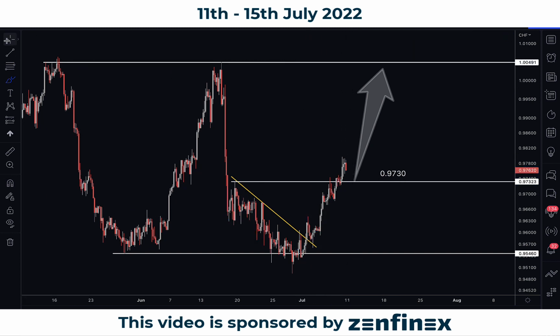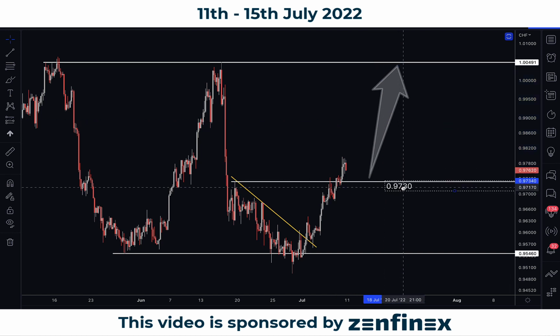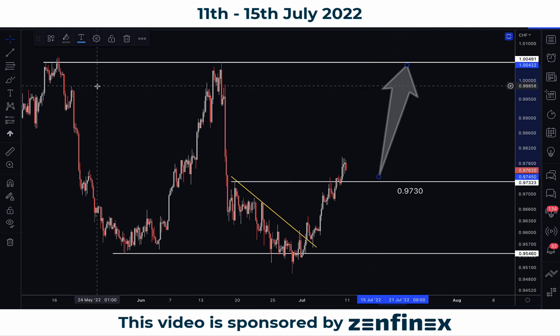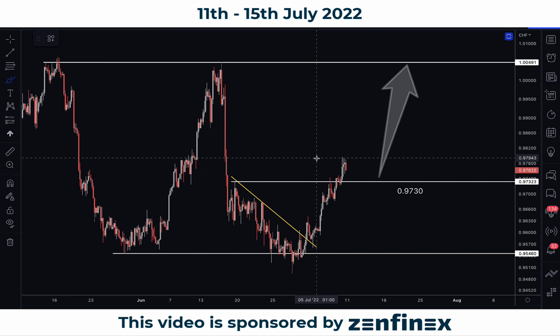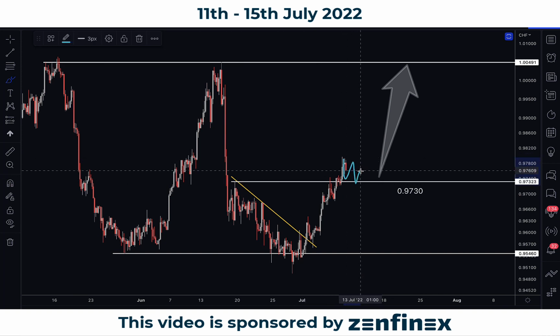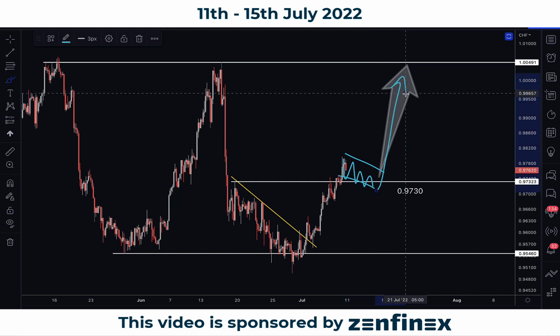I do expect a little bit of a retracement from here, because again, the market is never going to move in one direction all the time. There's a good possibility this will probably come back and retrace a bit. If that happens, I think it's still a very decent opportunity to look for upside, with our second target around 1.0050, which is the previous top there.